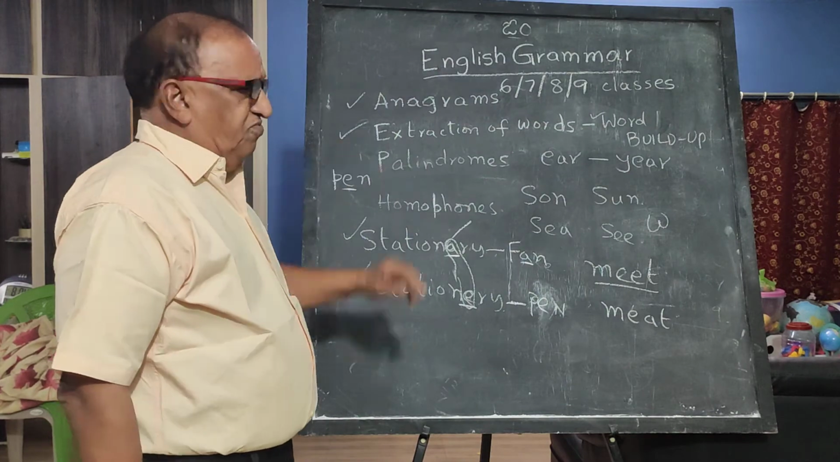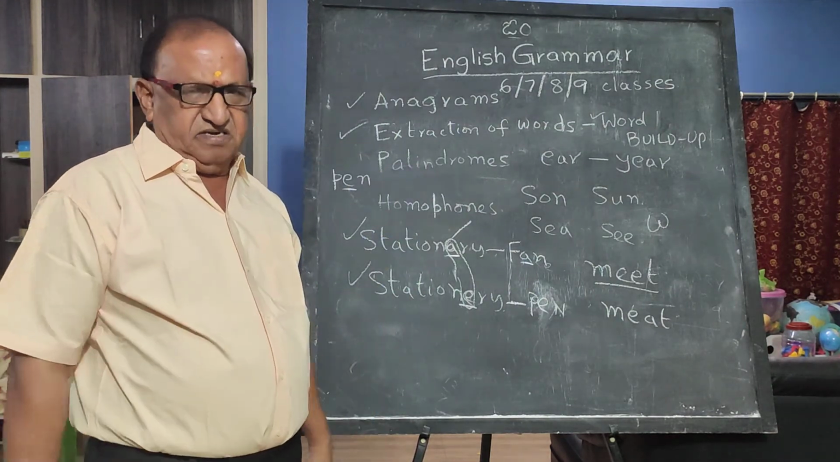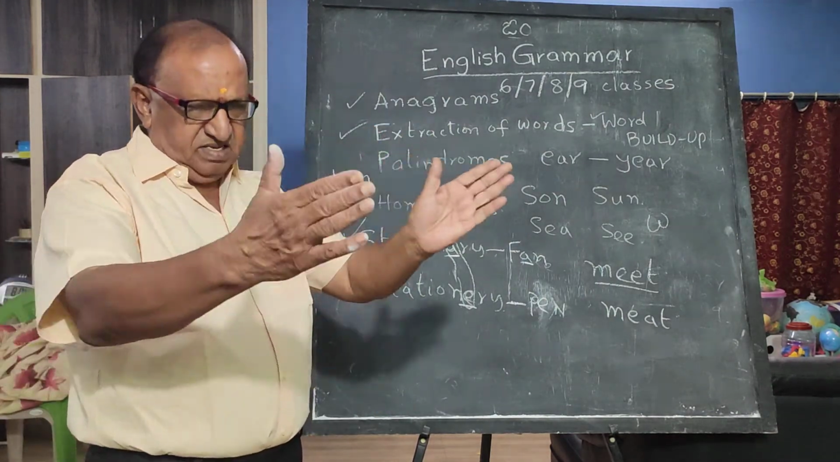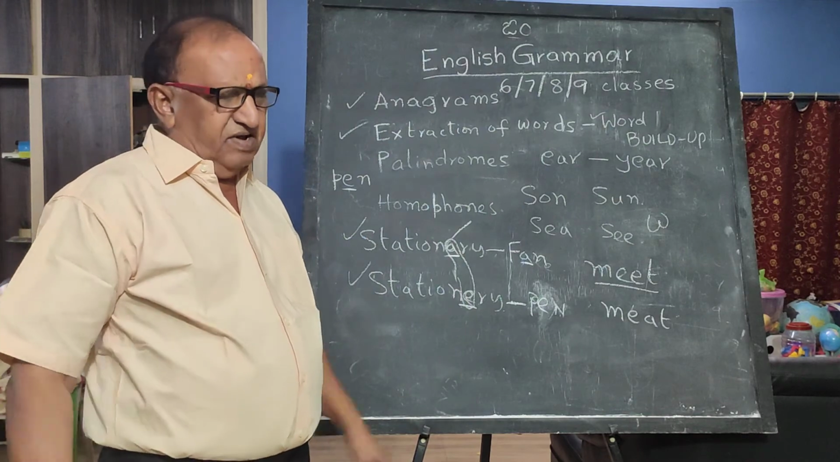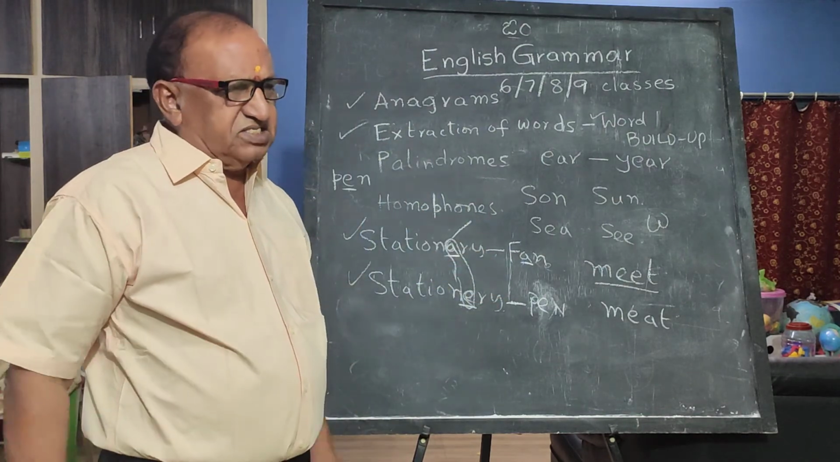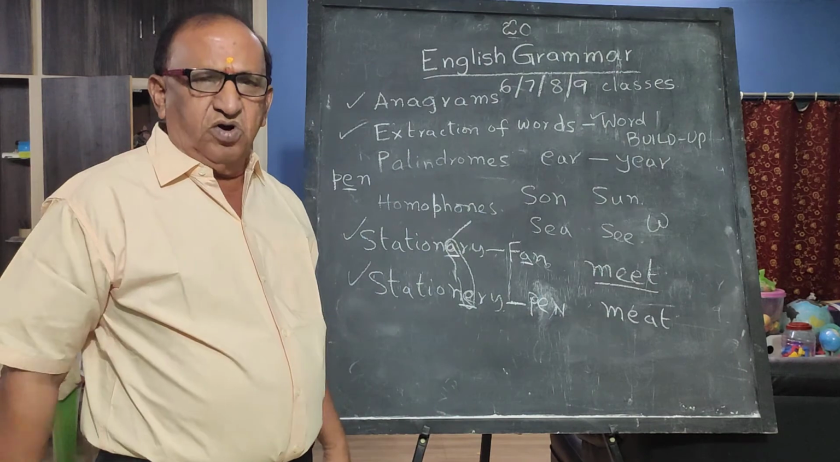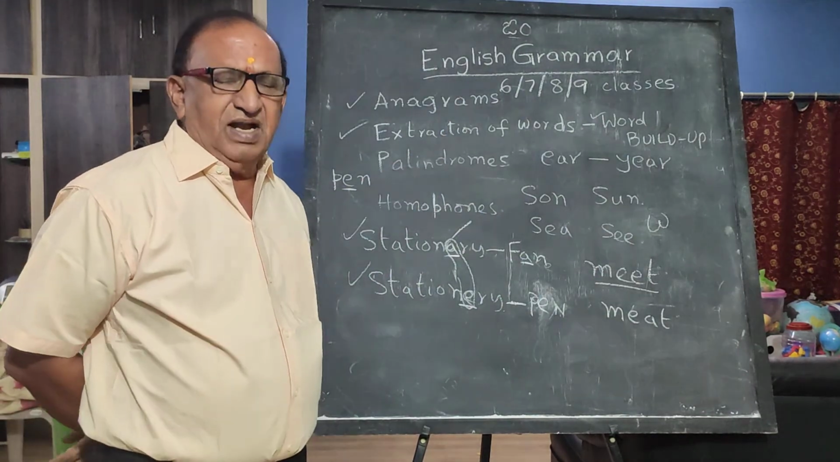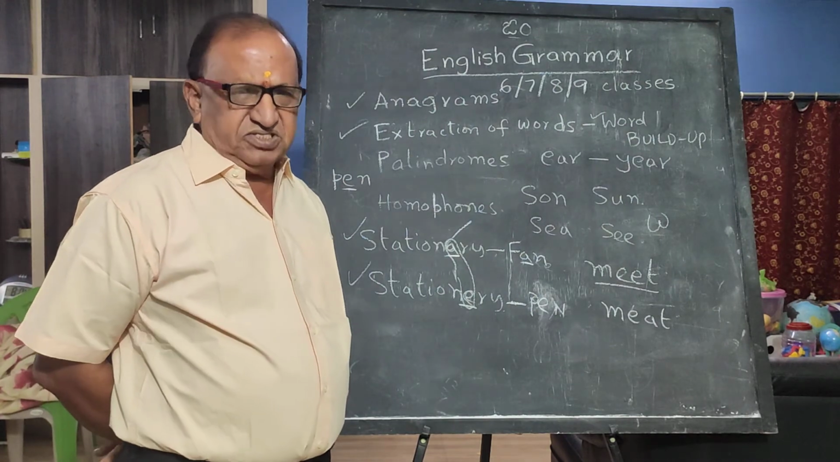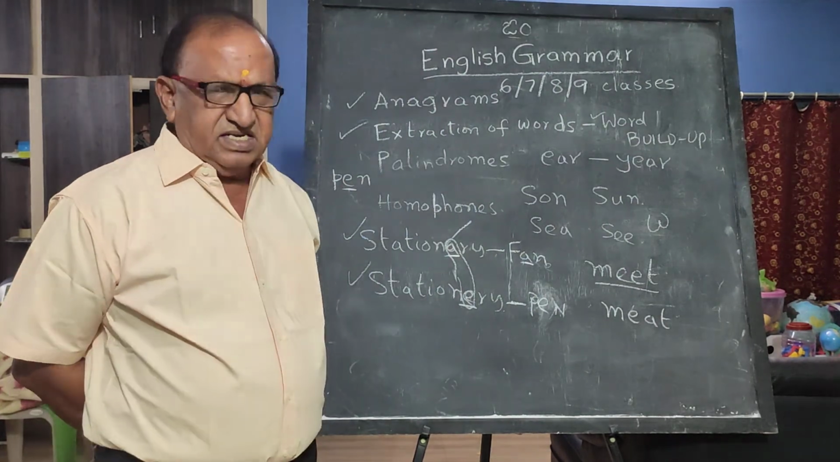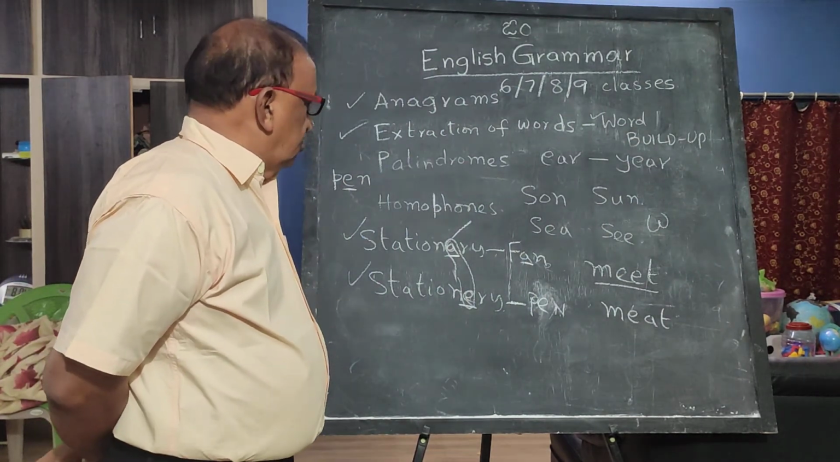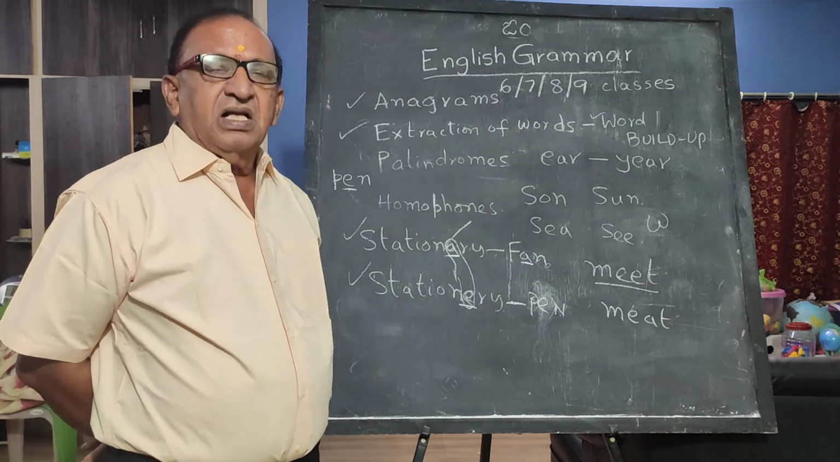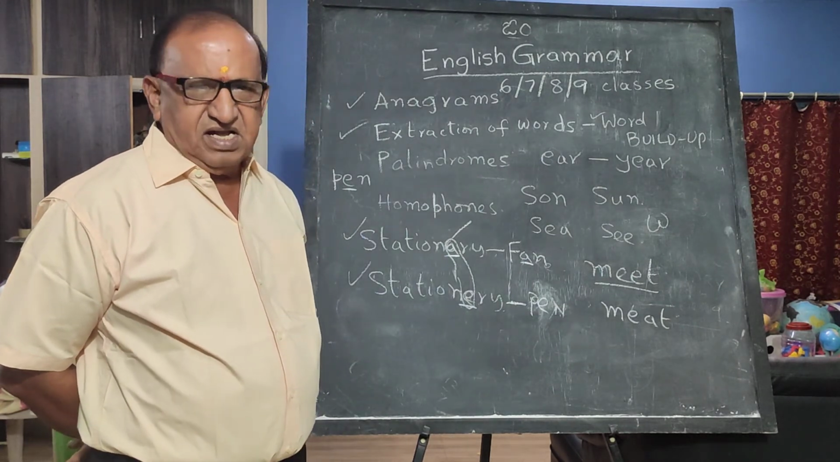Next one, extraction of words. How you extract words from another word. If a word has 5 letters, chances are you may be able to extract one word from that. Okay, I give you an example. Then I told you about the word buildup, which is one of my favorites. We played that a number of times. Then palindromes, I remember the example Vegetakavi.